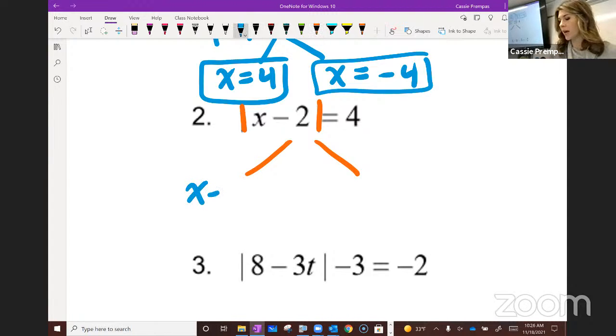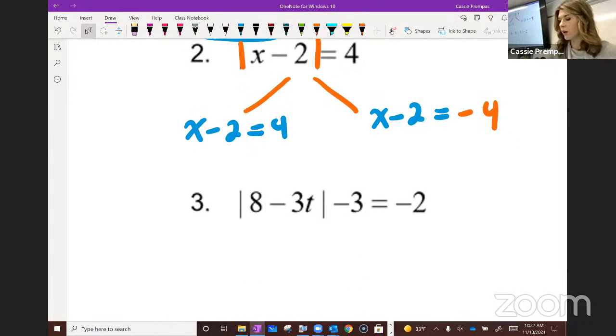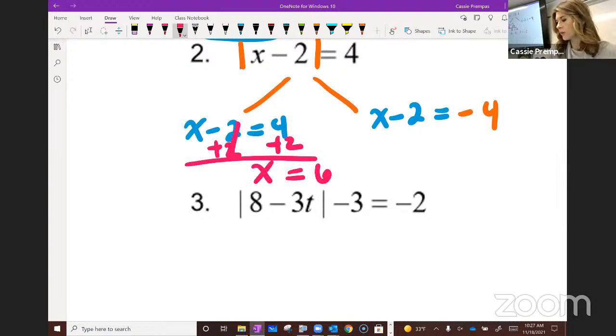We would have x minus 2 could equal 4, or x minus 2 could equal what? -4. Notice how I didn't change x minus 2. It's just the number on the outside. Then I solve for both of them. So I would add 2, giving me x could equal 6, add 2, and x could equal -2.